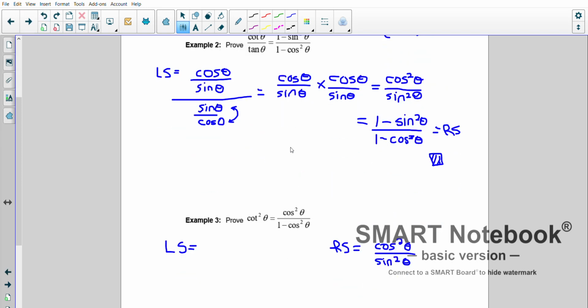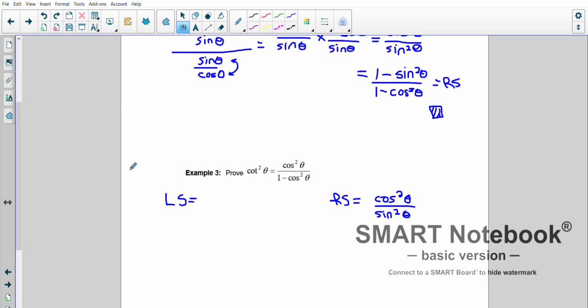Going back to this, cotangent squared theta is going to be cos theta over sine theta squared, or cos squared theta over sine squared theta. Look at that. One step. The left side equals the right side. So this proof is over. If I didn't want to work with the right side and I just wanted to do one side, the next step would have just been to rewrite sine squared theta as 1 minus cos squared theta.